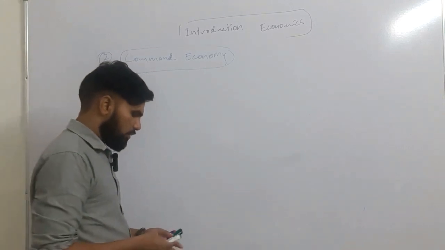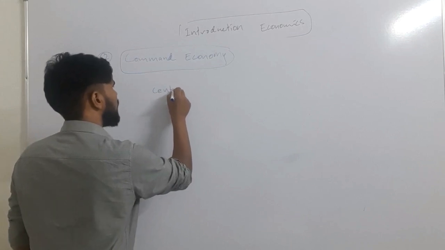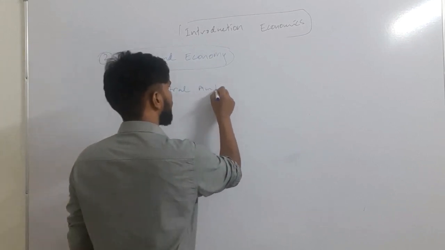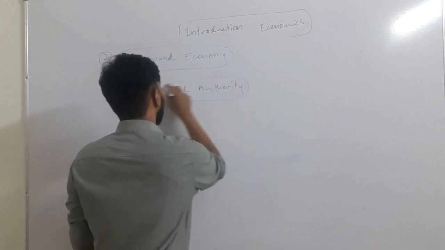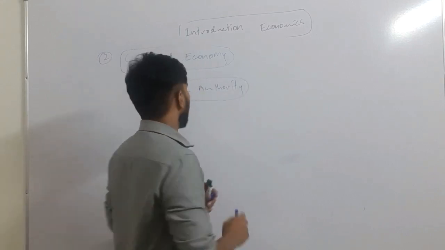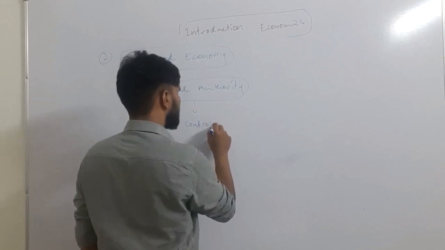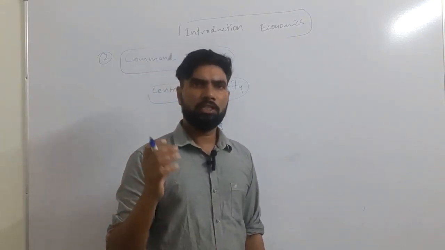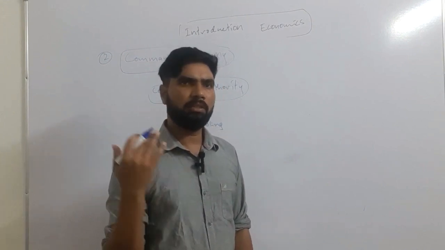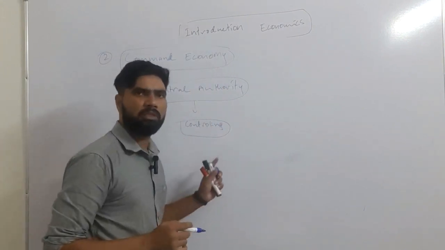So, command economy. In a command economy, there will be a central authority. This central authority will be controlling everything. Controlling everything means controlling the production of goods and services, the distribution of goods and services, and the consumption of goods and services. So it will be controlling all the aspects of the economy.